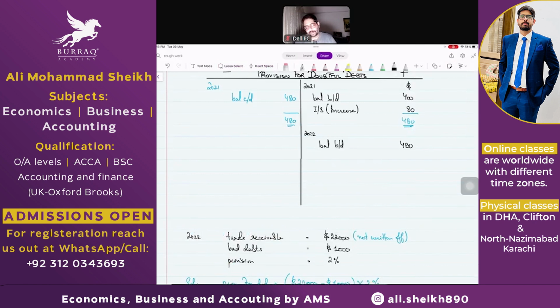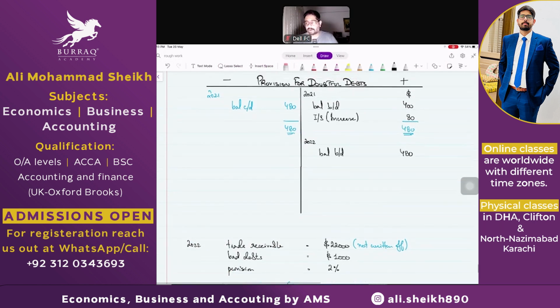So in 2022, the balance b/d is $480. I'm continuing with the same example, and in this year it is reduced, so income statement will be recorded on the debit side as an income by $60. Whenever provision for doubtful debt increases, income statement will be recorded on the credit side, and when the provision for doubtful debt decreases, income statement will be recorded on the debit side.